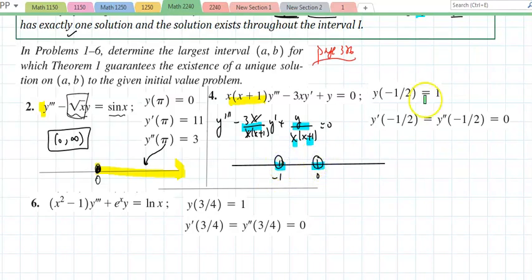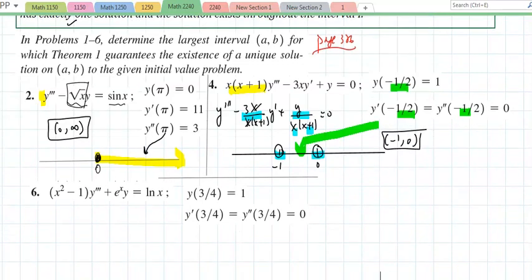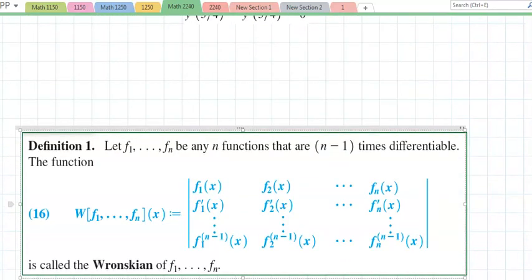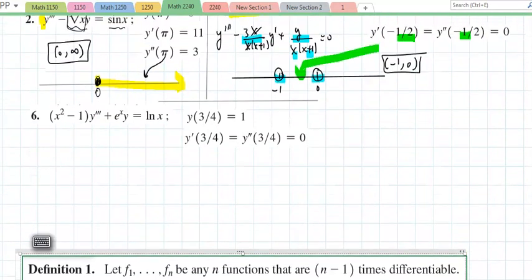What's going to restrict? The initial condition. Where's negative 1/2? Negative 1/2 happens to be right there, which means the biggest interval I could have is negative 1 to 0. I'm guaranteed on that interval I will have a unique solution by theorem 1. Again, we did this on exam 1. This is the second time you're going to see this.